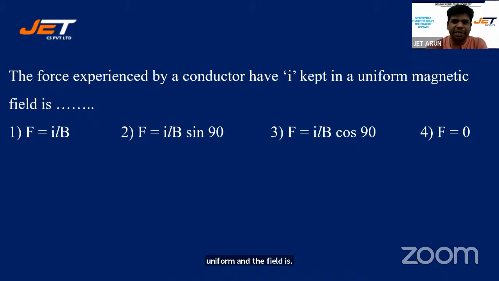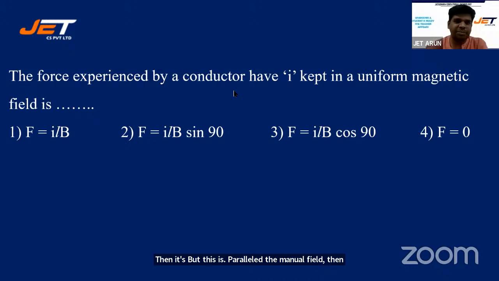Students, the question is incomplete actually. Understand one thing from this question. He said I kept in the uniform magnetic field, but he didn't mention the direction. If he says perpendicular, then it's ILB sine theta. But if he says parallel to the magnetic field, then F is 0. All right.